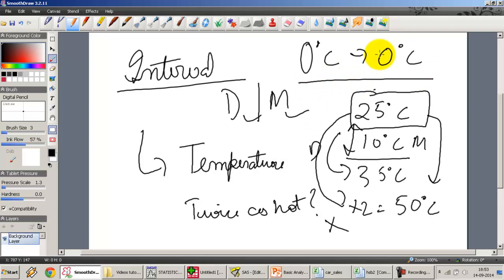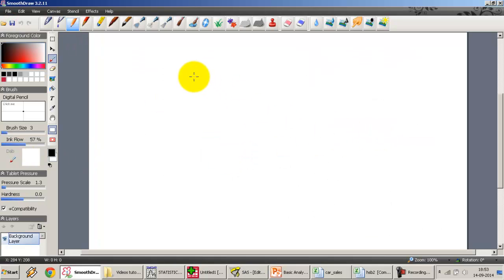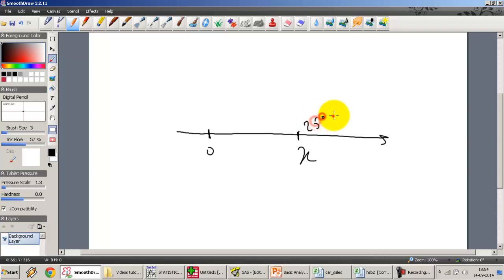Why doesn't it work well? Because we are assuming 0 degrees Celsius is an actual origin. For example, if I am plotting temperature on a scale, this is the x-axis, and this is the origin. If I say this is 25 degrees Celsius, then 50 degrees Celsius should technically be the same distance from the origin as that point from 25 degrees. So I take this measurement, plot the exact same distance, and it comes to 50 degrees Celsius over here, right?